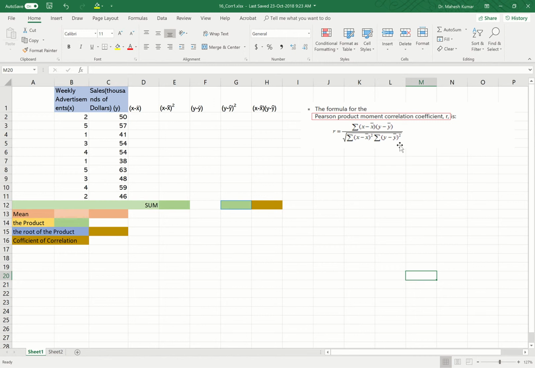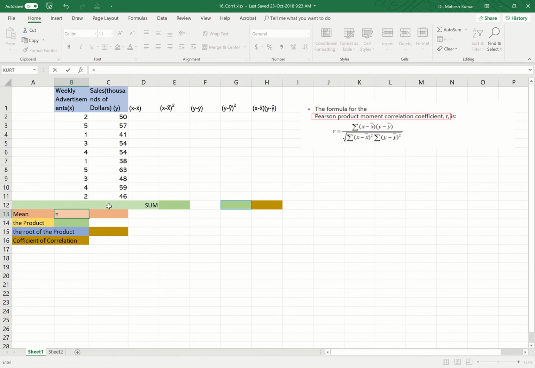For the time being, we will deal with this formula in a piecemeal manner in this Excel sheet. We will solve the numerator first. To start with that, we need x minus x bar, y minus y bar, then a product of those, and then a sum of those. So let us start with x bar, the mean of the series X. Here in this cell B13, we are calculating the mean of series X.